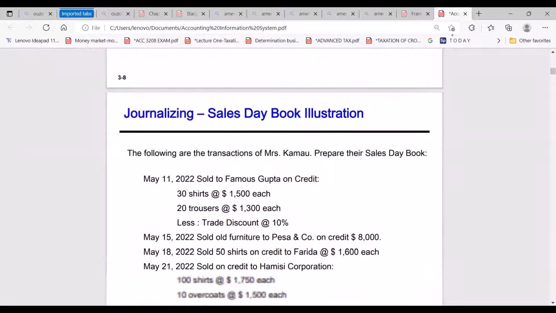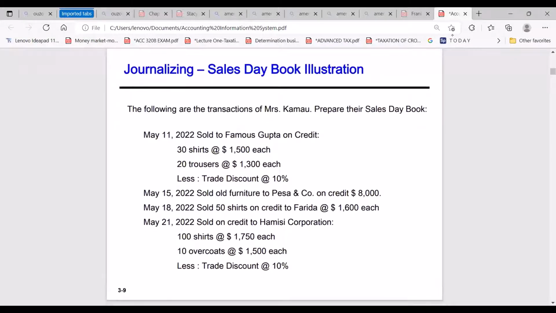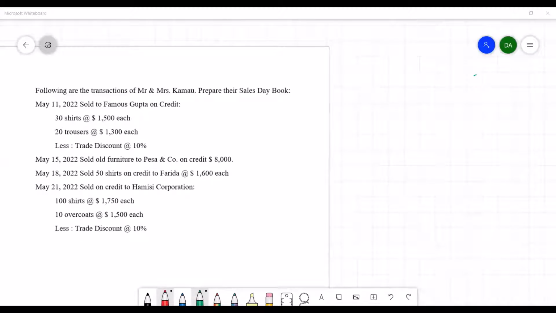Let us look at an illustration of this particular situation. It says that following are the transactions of Mr. and Mrs. Kamau. Prepare their sales daybook. On 11th May 2022, sold to Famous Gupta on credit 30 shirts at 1,500 each, 20 trousers at 1,300 each, and a discount of 10%.